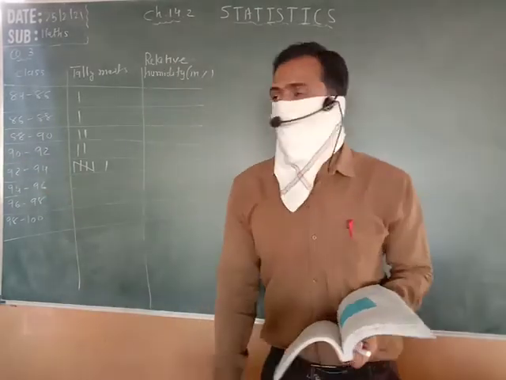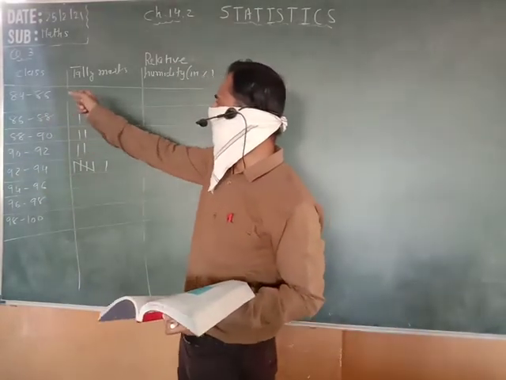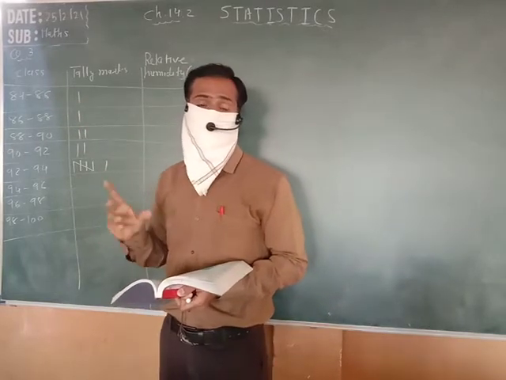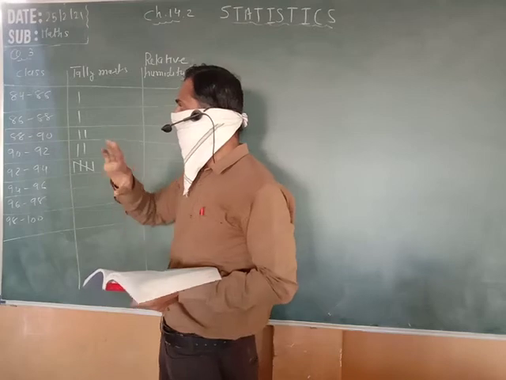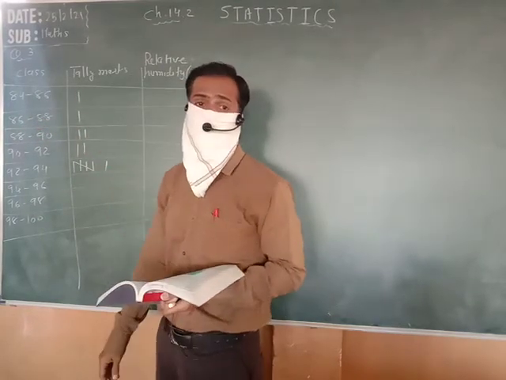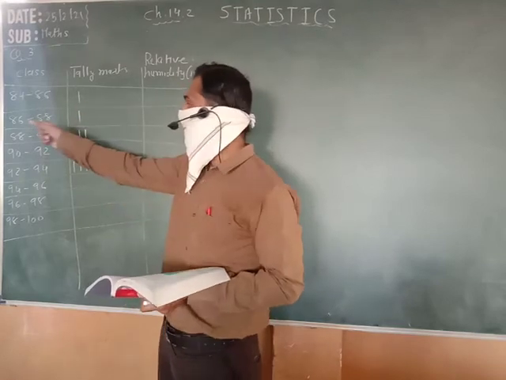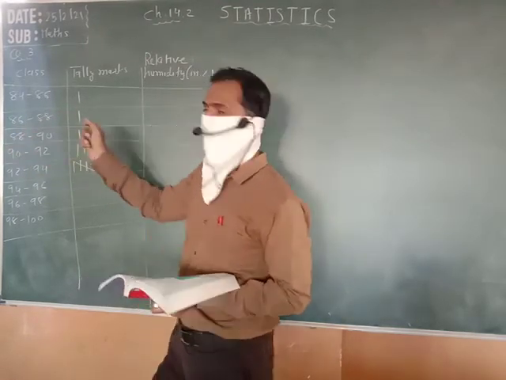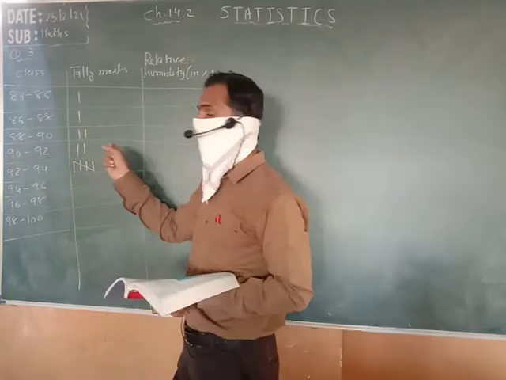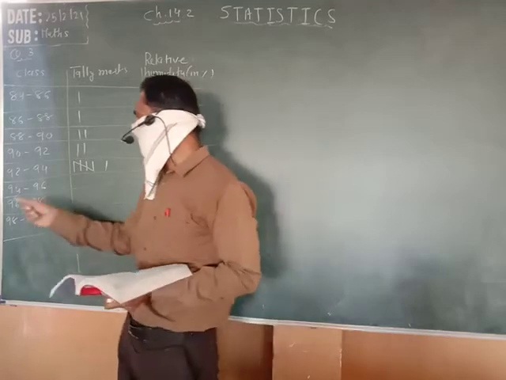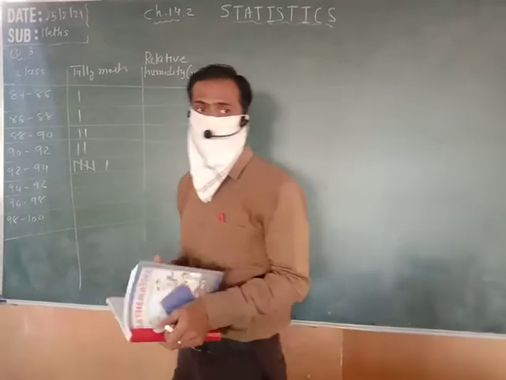If I want to find the tally mark for 84 to 86, then I will consider observations only 84 and 85. You have to check from the question how many observations are 84 and 85. That is one only. For 86, 87, it is also one. 88, 89, 2. 90, 91, 2. 92, 93, 6. Now find out 94 and 95. 6.